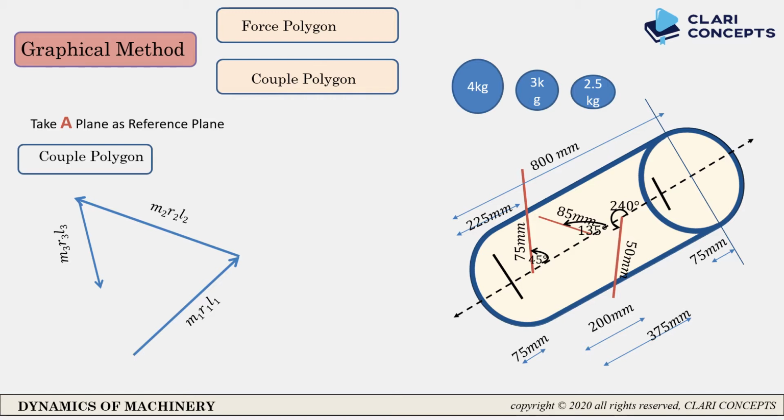Now you can see you have drawn three couples, but your polygon is not closed. It means your system is not balanced. To make your system balanced, you have to close this polygon. So here I am closing this polygon with one arrow.